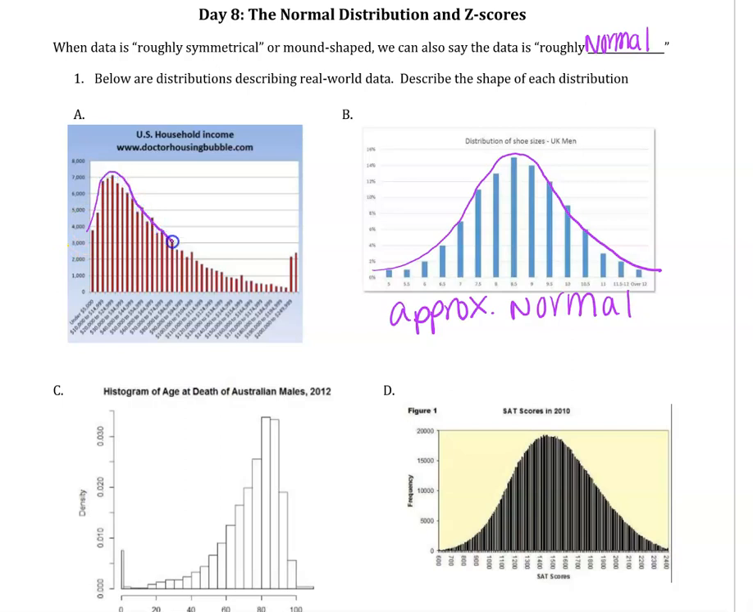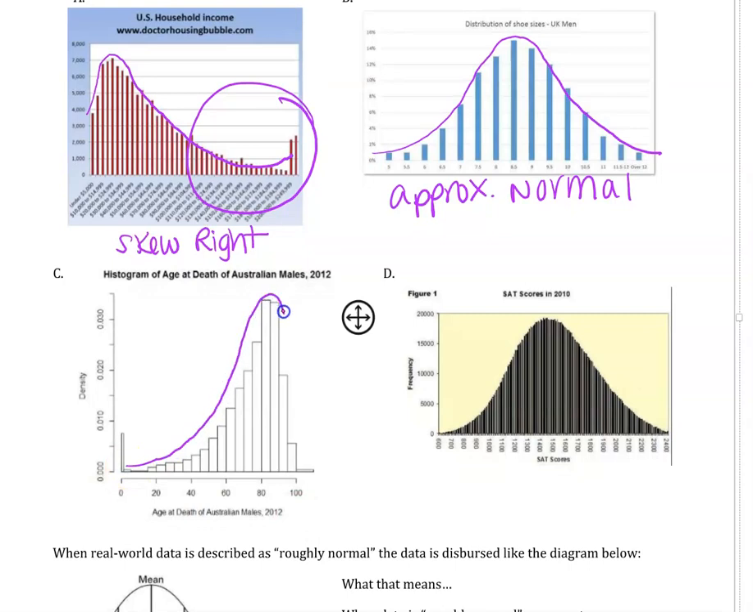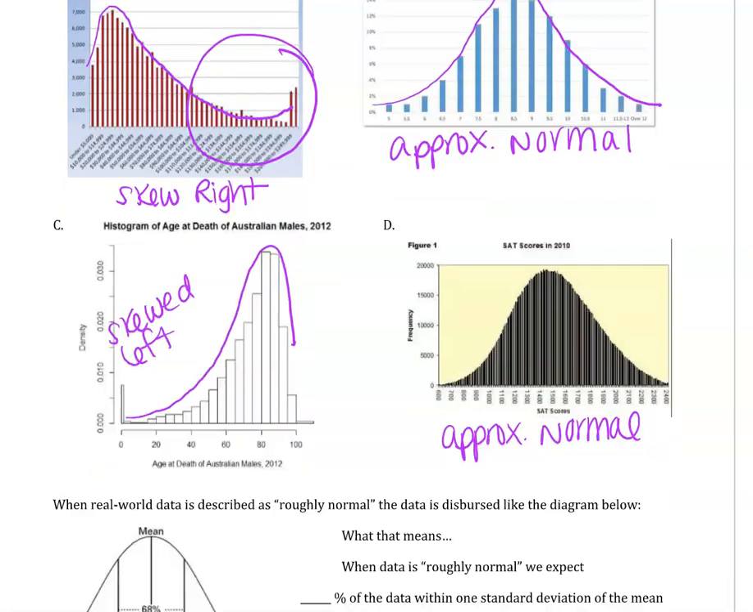Now this guy, if you draw a nice smooth curve over the top, in general, looks like you have a mound over to the left, but the tail of your data is on the right, and that is a skewed right distribution. Next guy, draw a curve. Looks like your tail is on the left, so this is a skewed left distribution. And then lastly, this guy, SAT scores in 2010. This looks approximately normal. So that's just describing the shape of our distributions.